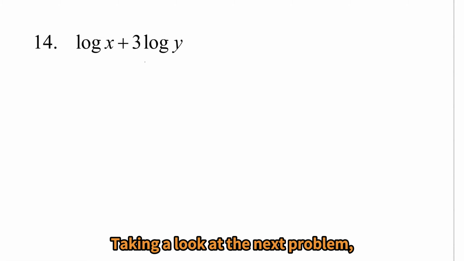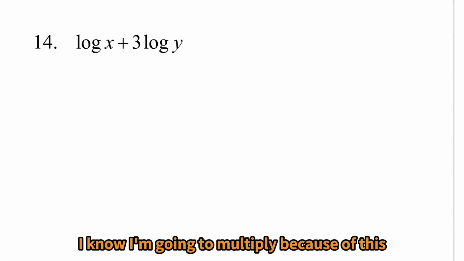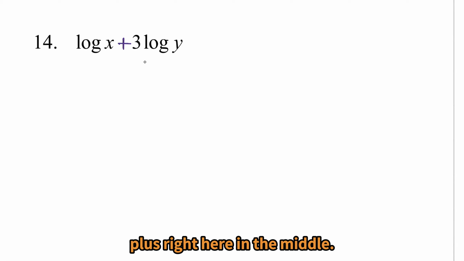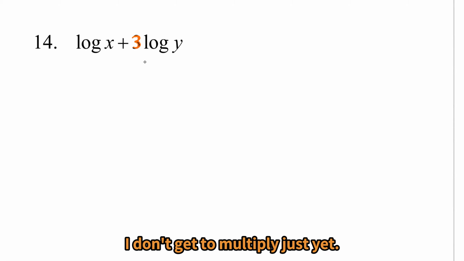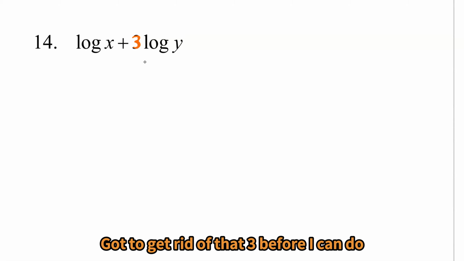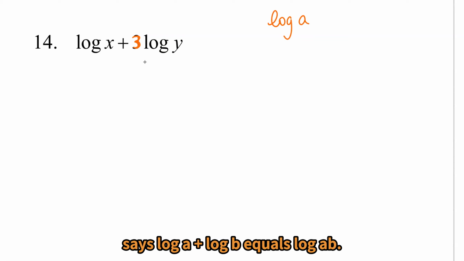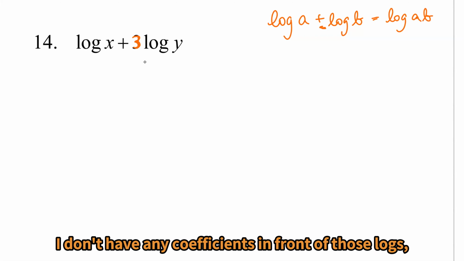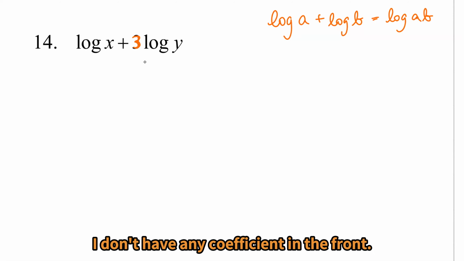divided by x. Taking a look at the next problem, log of x plus 3 log y. I know I'm going to multiply because of this plus right here in the middle, but I have a problem. I don't get to multiply just yet. I have a 3 out front. I've got to get rid of that 3 before I can do the multiplication rule. Remember, the multiplication rule says log a plus log b equals log AB. I don't have any coefficients in front of those logs, so if I use that multiplication rule, I have to make sure I don't have any coefficients in the front.